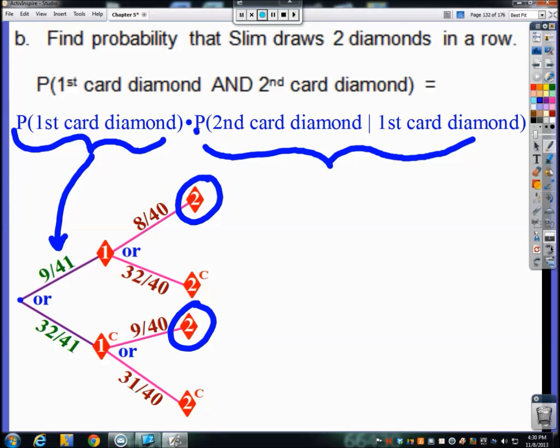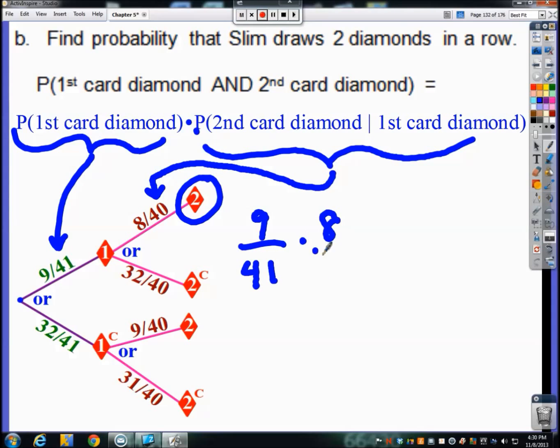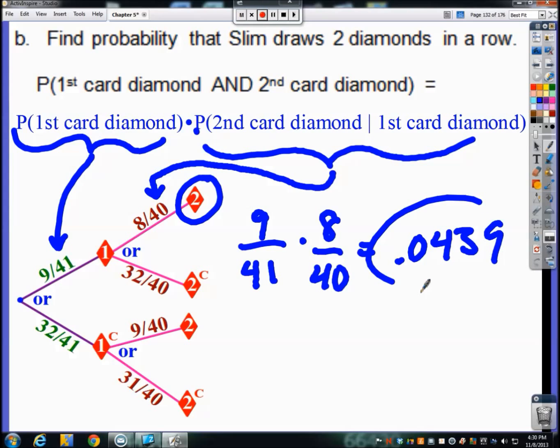So the probability that the second card is a diamond given the first card is a diamond is nothing more than 8 out of 40, which again is where we're going to get our 0.0439. So it's just another way of looking at it if you didn't have all the probabilities multiplied out in the end.